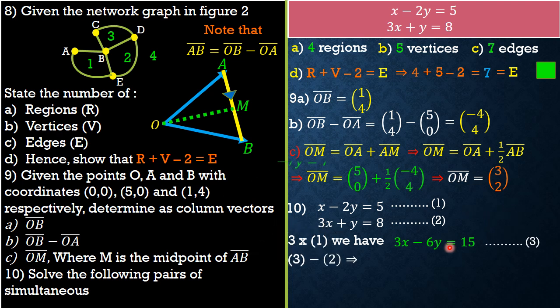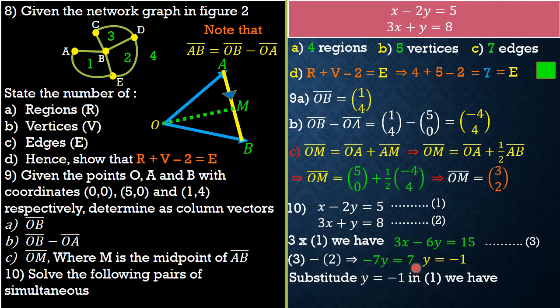Now, guys, if I take equation 3 minus equation 2, I'm going to have 3x minus 3x is 0. Then, friends, if we take minus 6y minus y, we are going to have negative 7y. Then if we take 15 minus 8, which gives us 7. So if we divide all by negative 7, we're going to have y to be negative 1.